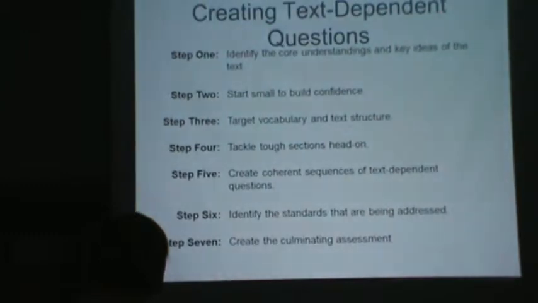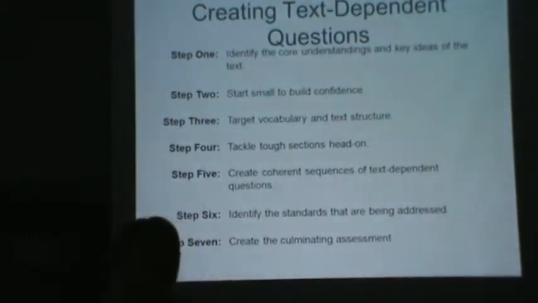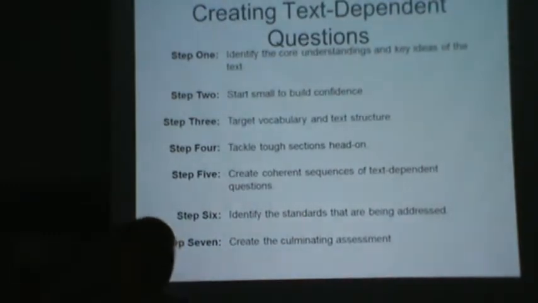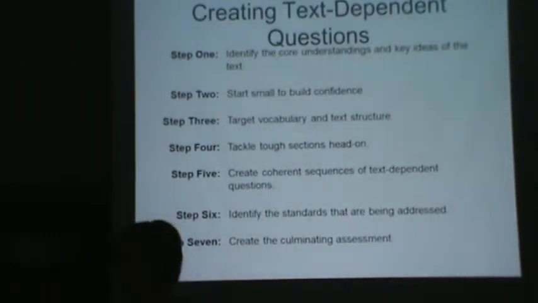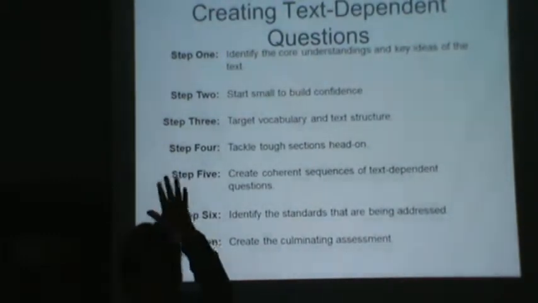Create coherent sequences of text-dependent questions. So don't start at paragraph 5 if you're going to ask questions about paragraph 1. And don't start at the highest level of questioning. Start at the lowest and then build your way up, and start at the top of the passage and work your way down.